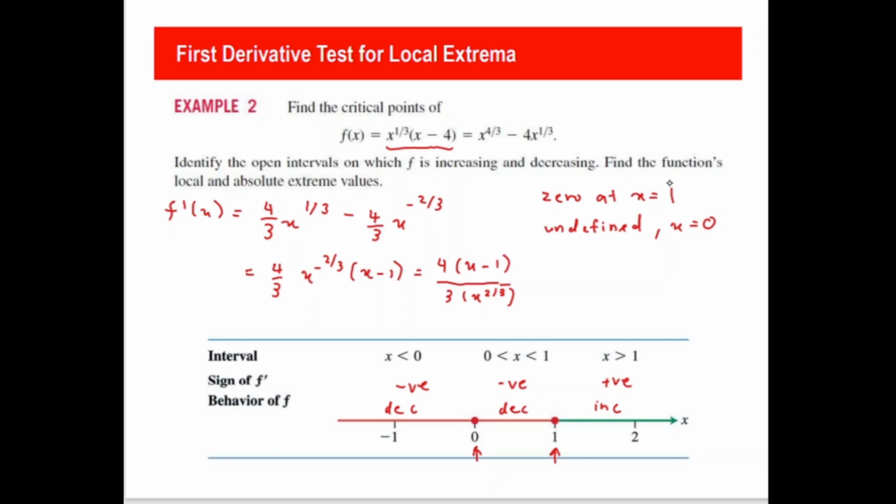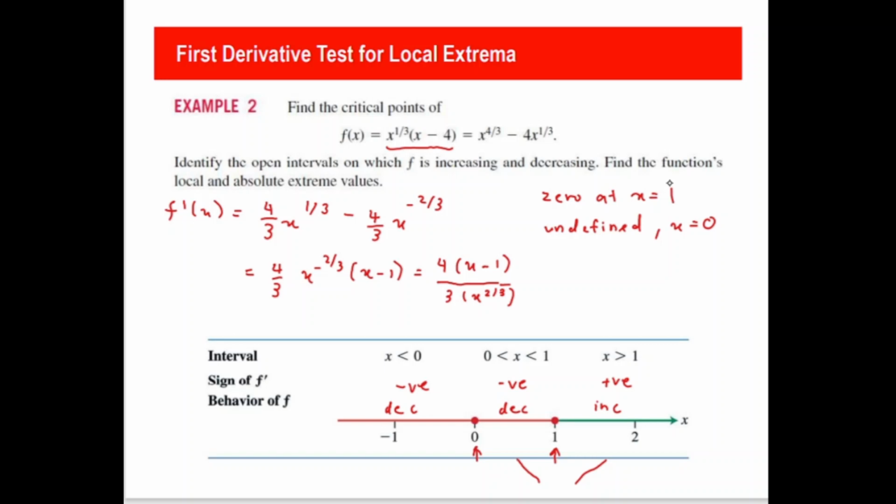But at x equal to 1, it changes sign: first we have it decreasing, you can imagine the shape, then we have it increasing. Since it is continuous everywhere, we know that we have a local minimum at x equal to 1, from the fact that f' changes from negative to positive.